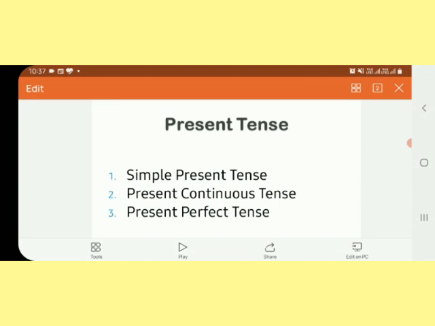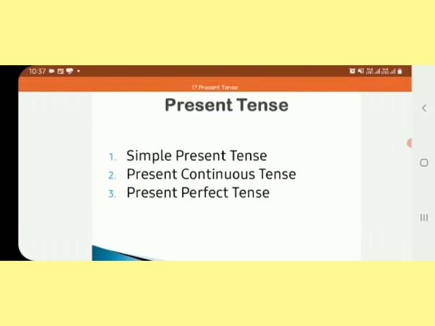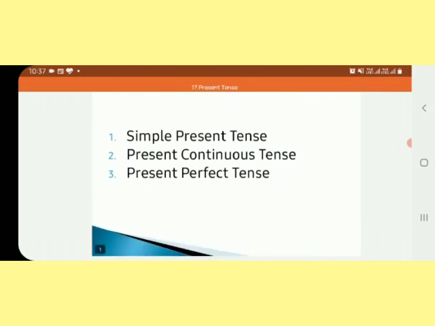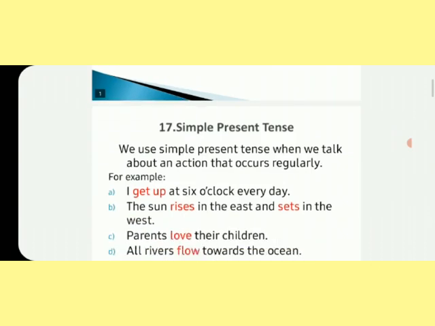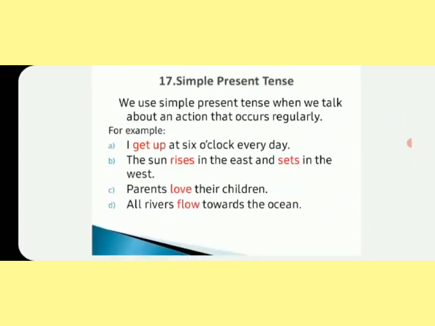These three forms, three different sets, we will see one after the other. The simple present tense, present continuous tense and present perfect tense we will see in detail, one by one. Now, simple present tense. So when do we use the simple present tense? Present tense is when we are mentioning an action of now.